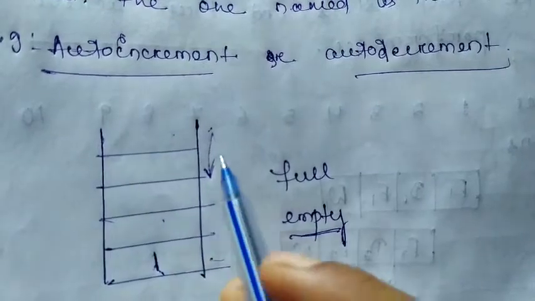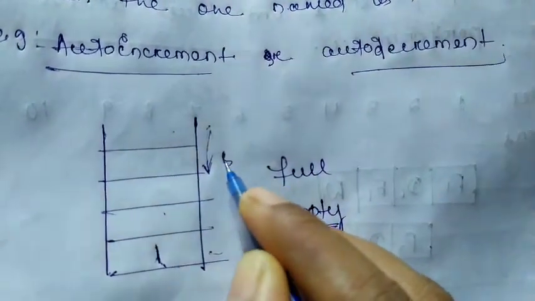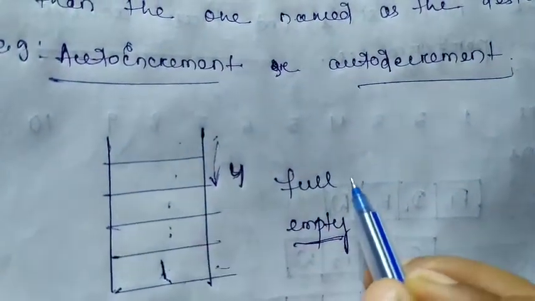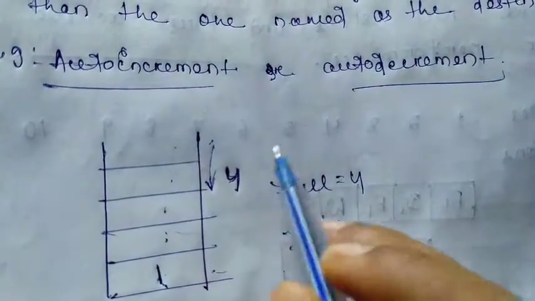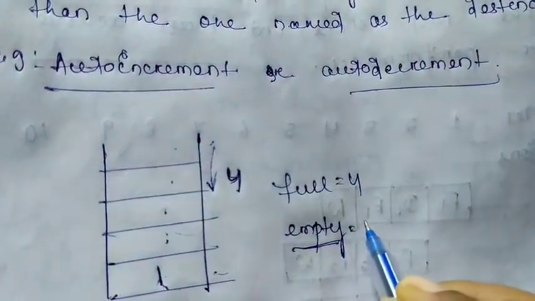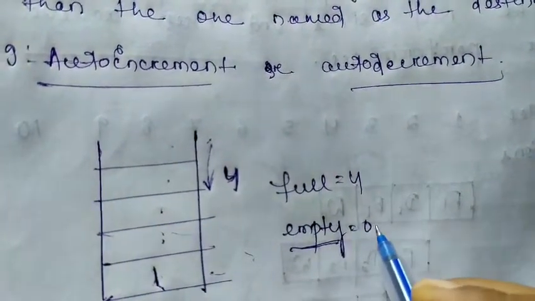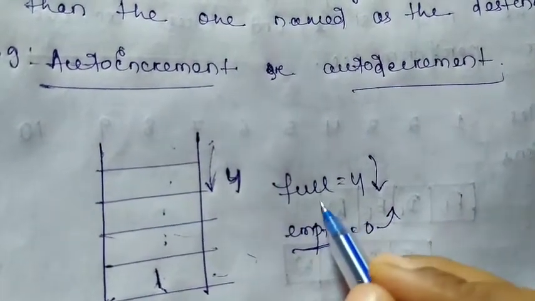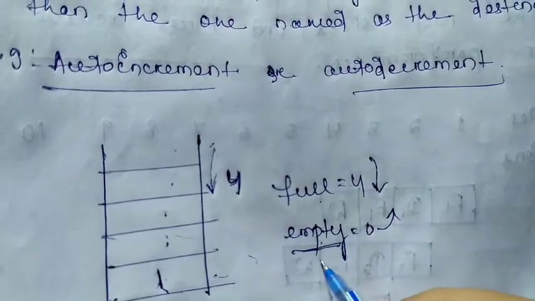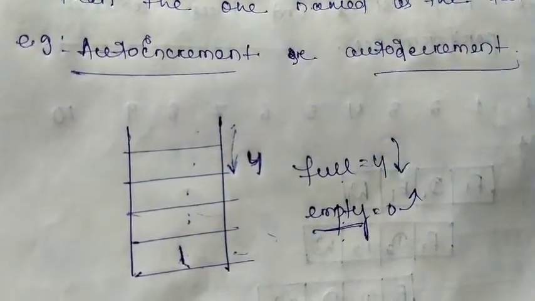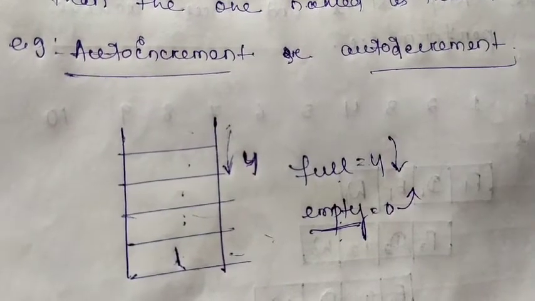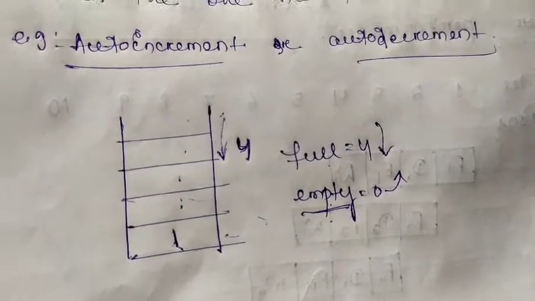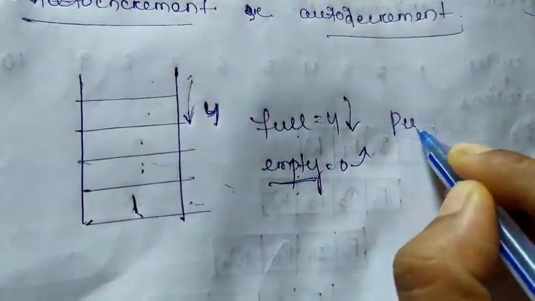Okay, let's say the size is 4, 1 2 3 4. If it equals 4, then the stack is full. If it equals 0, then it is empty, like this. So it will be incremented and decremented when we push, and when we pop, it is incremented and decremented. So auto increment and auto decrement are used implicitly by the push and pop operations.